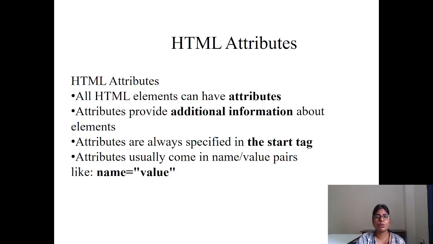So we will also discuss some HTML attributes. So what are attributes? Attributes are additional information about elements. For example, you can use the image tag. The image tag has some additional attributes like image size, image height, image width, image background color, and the borders. So those are some additional information about elements.